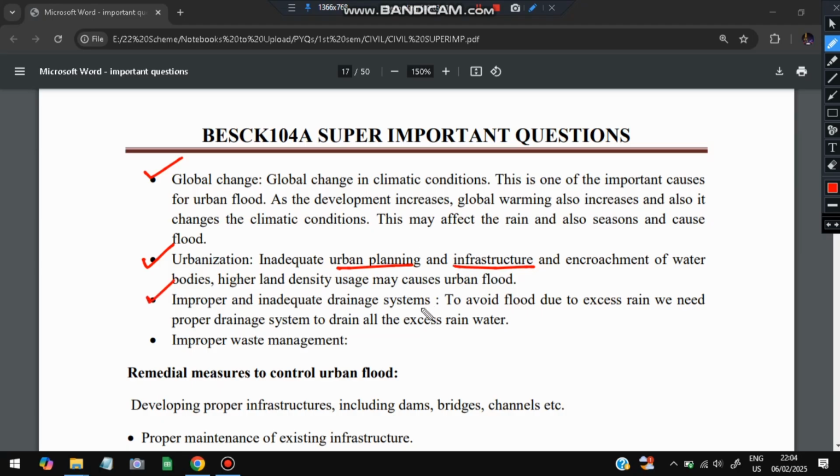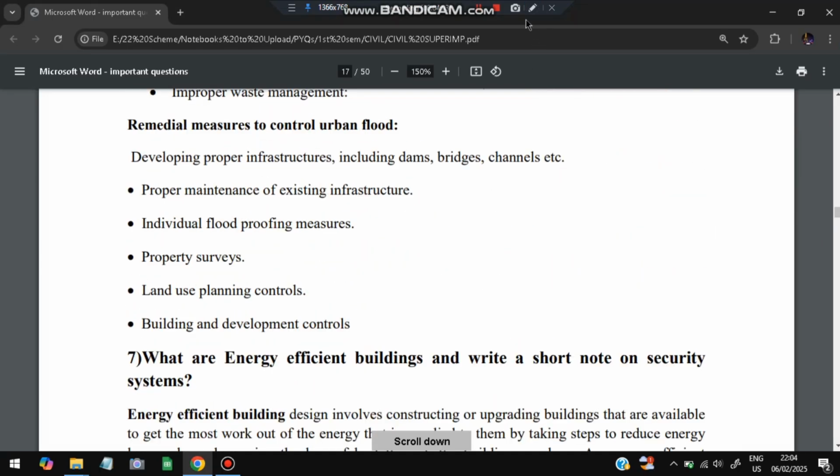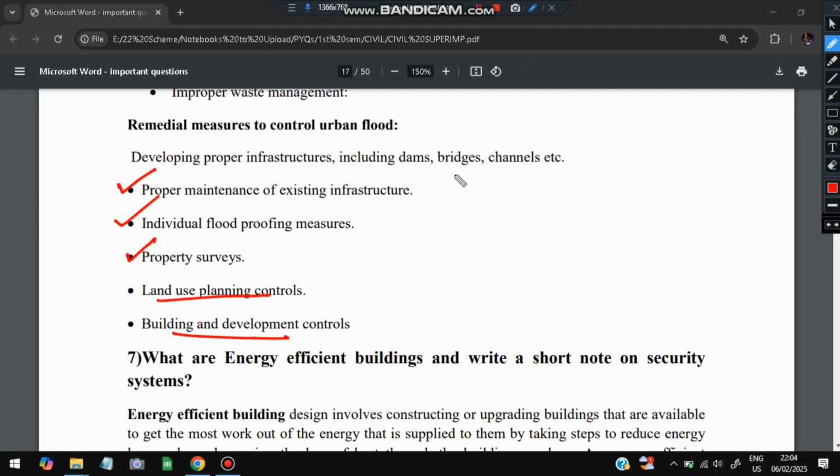Improper and inadequate drainage systems: if the drainage system is not fine, when more rain comes, the drainage overflows and everything in the city becomes dirty. Improper waste management will also lead to the same outcome. The remedial measures to control urban flood are proper maintenance of existing infrastructure, individual flood proofing measures, proper surveys, land use planning controls, and building development controls. By using these methods we can control urban floods.